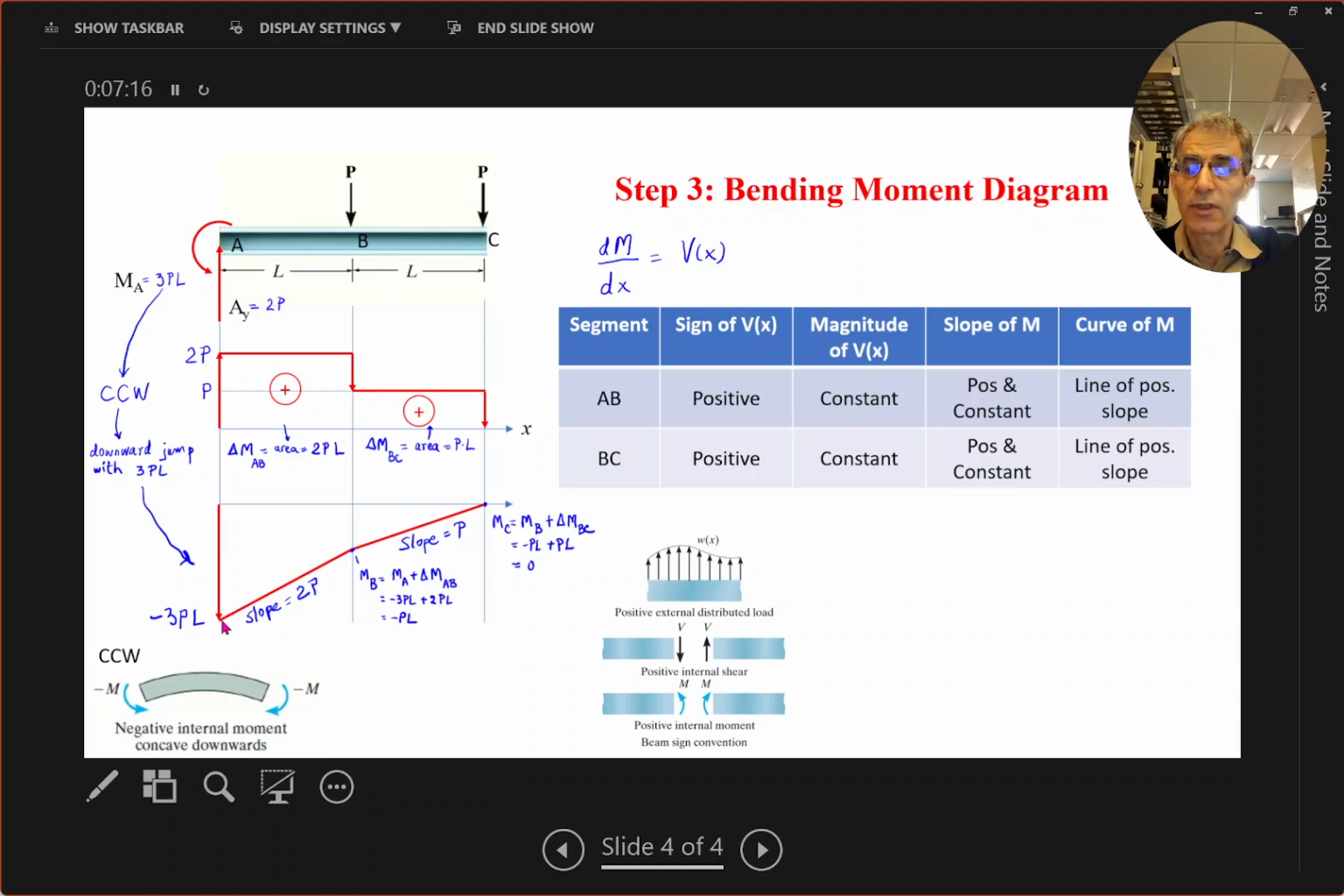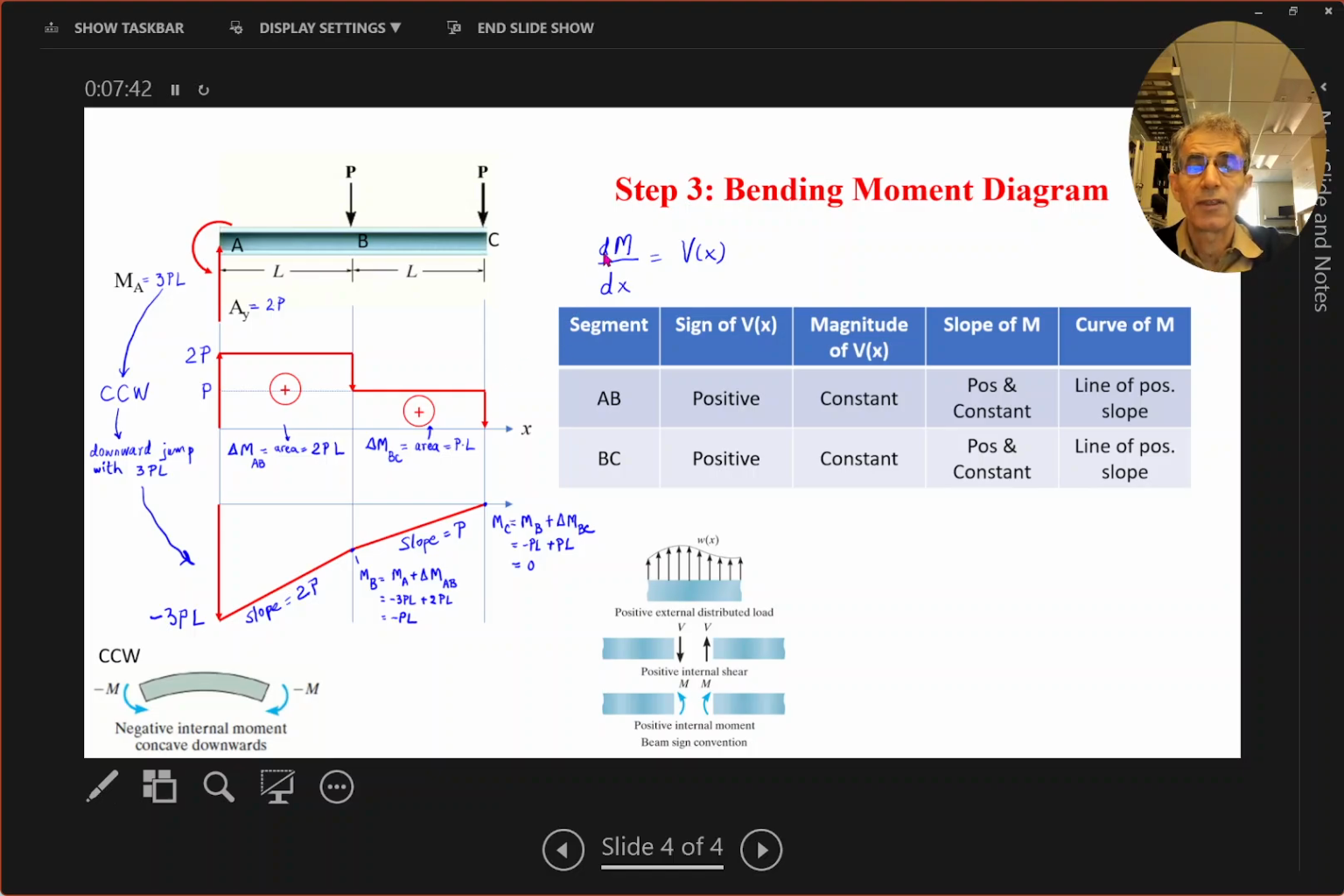So we are at this moment right here, and that means we have to go along a line with a positive slope. And the slope, by the way, at every point is basically the value of the shear in that location. So for us, it's 2P. Now the question is, what's going to be the value right here when I reach this moment, length L?